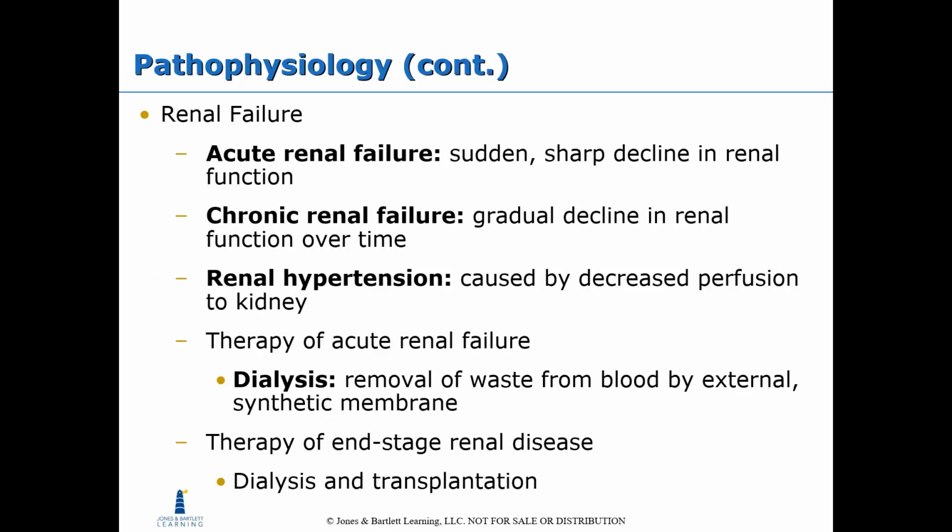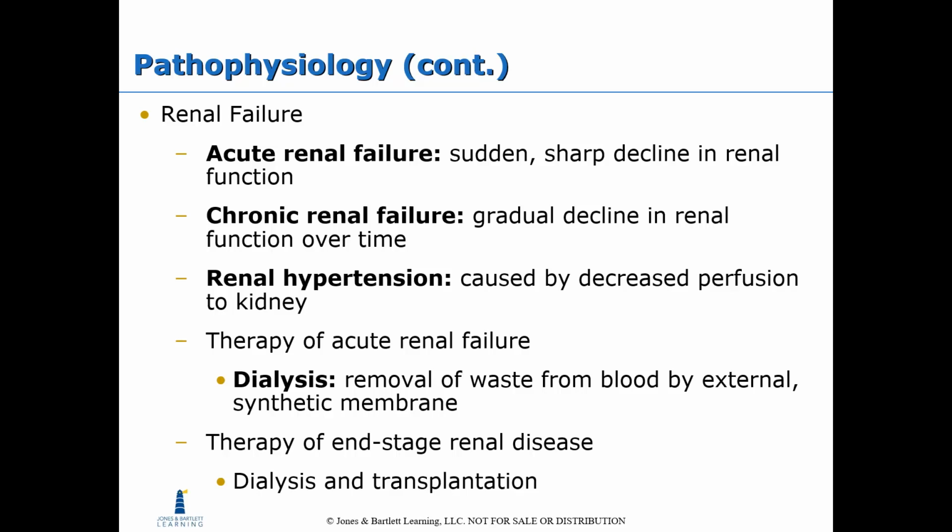Renal failure can be classified as acute or chronic. Acute renal failure is a sudden, sharp decline in renal function. This is usually due to some traumatic event. So suddenly we have damage to the kidneys, there's sudden blood loss, or a severe burn happens. So something dramatic suddenly happens to cause renal failure. Chronic renal failure is a gradual decline in renal function over time.